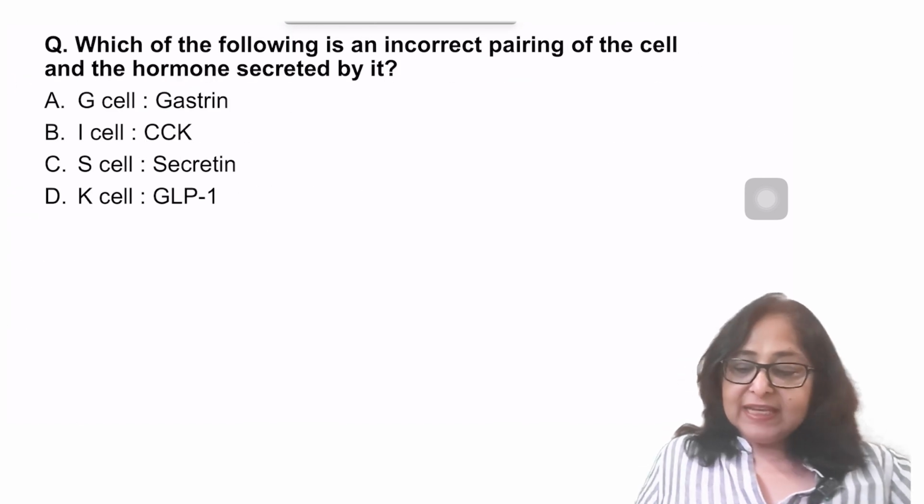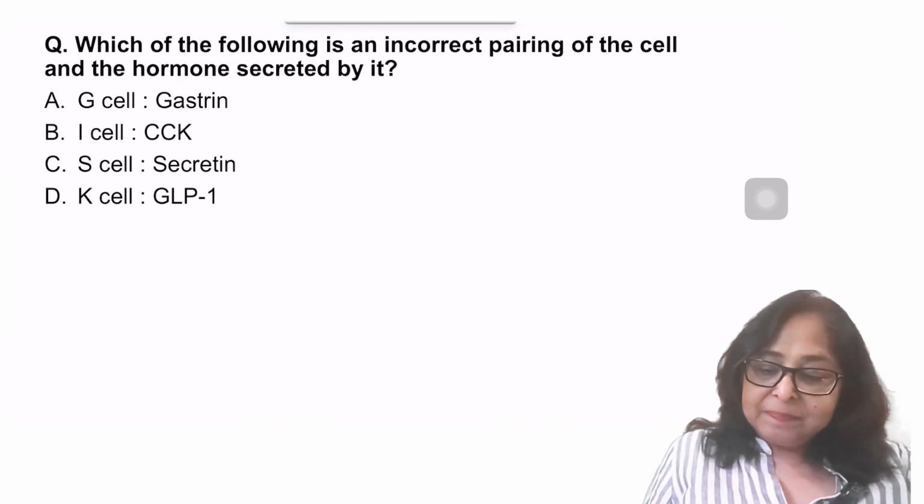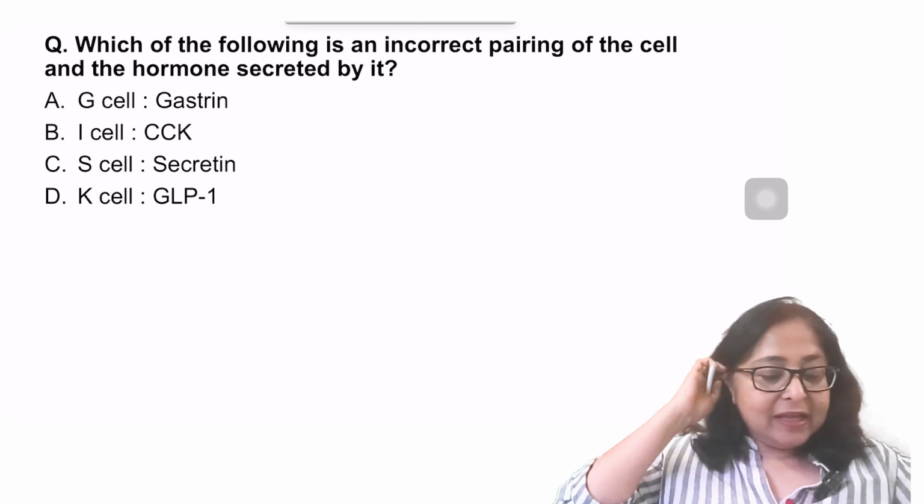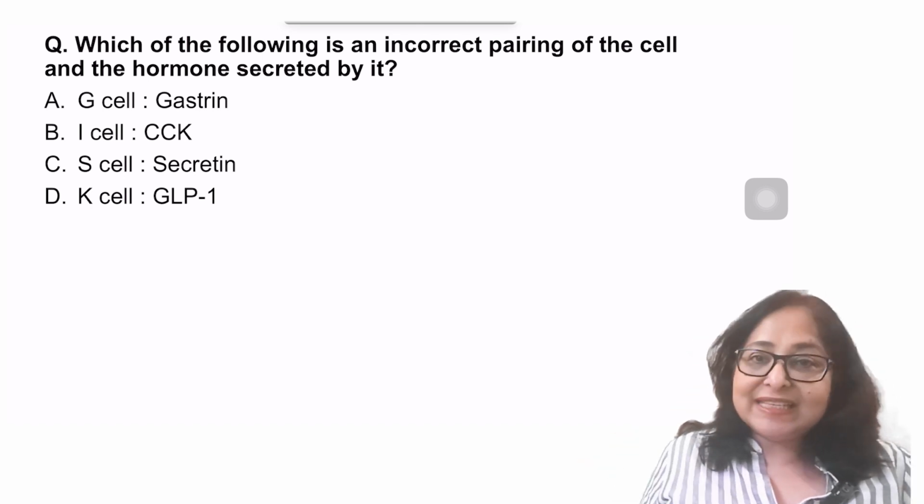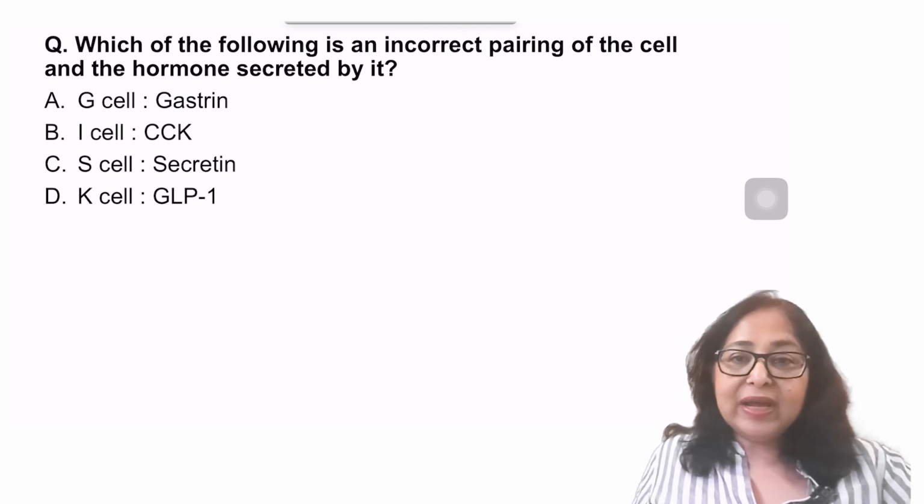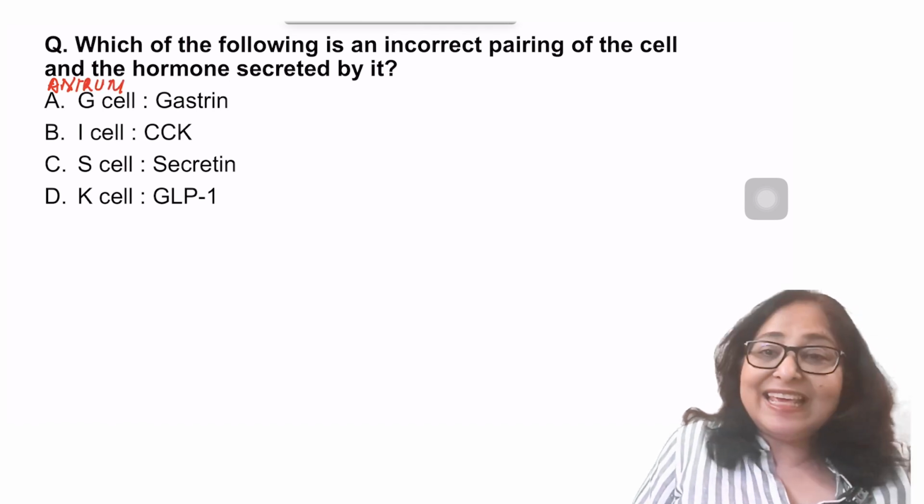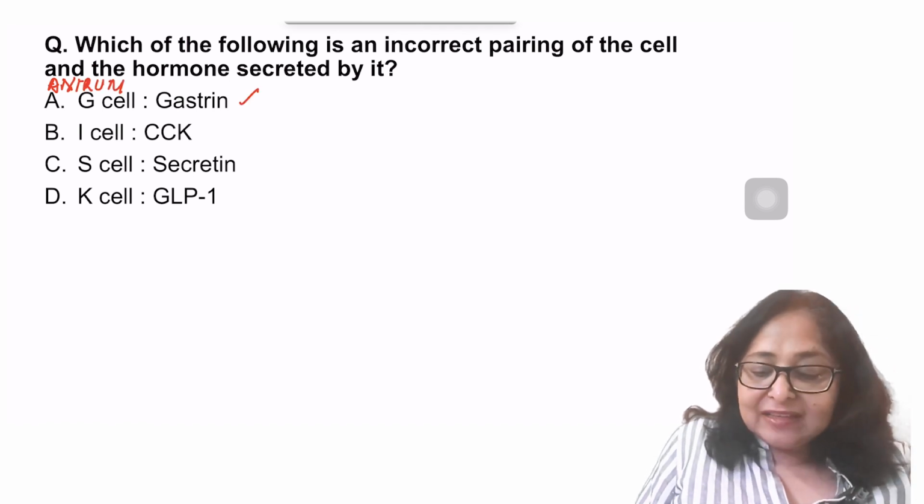Which of the following is an incorrect pairing of the cell and the hormone secreted by it? The first one is G cell. G cell is in the pyloric antrum, the antral mucosa, and this secretes gastrin, which is true. What is the role of gastrin? It increases the HCl secretion.